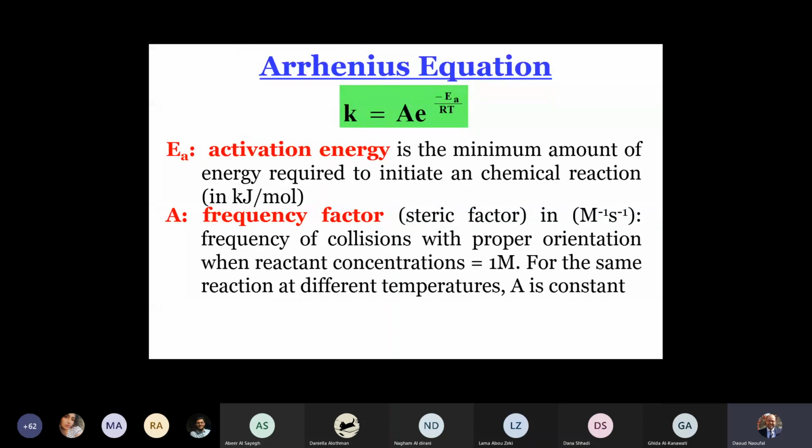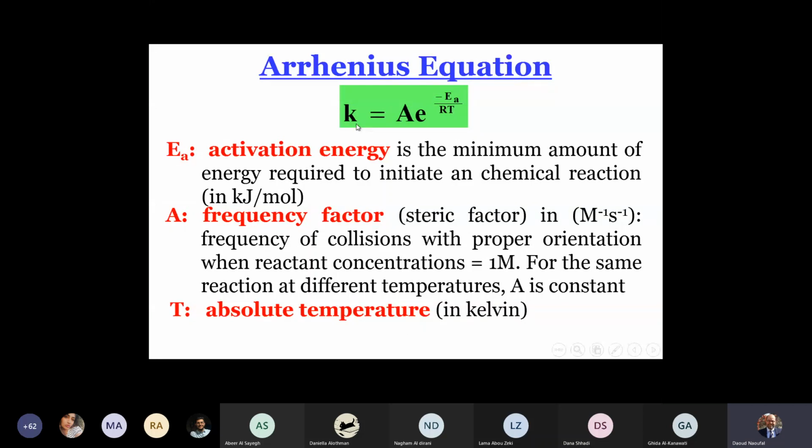So A is a property of the reaction. A is a certain constant in the reaction. For the same reaction, whatever the temperature is, the steric factor, or the frequency factor, is constant. And in general, we give the frequency factor of the reaction. So this is given. T is the temperature of the reaction in Kelvin.